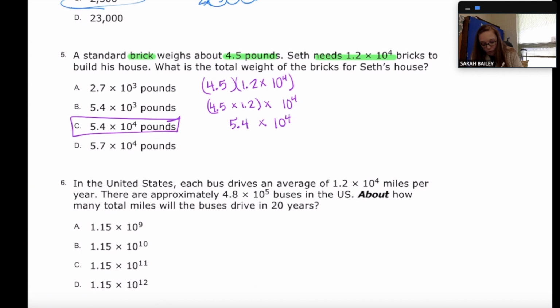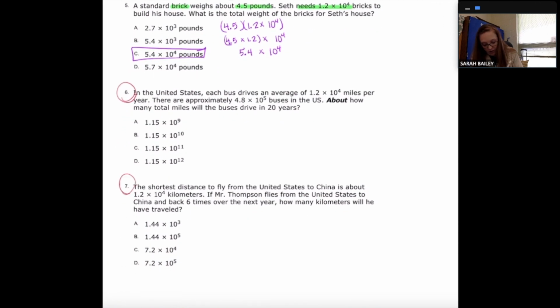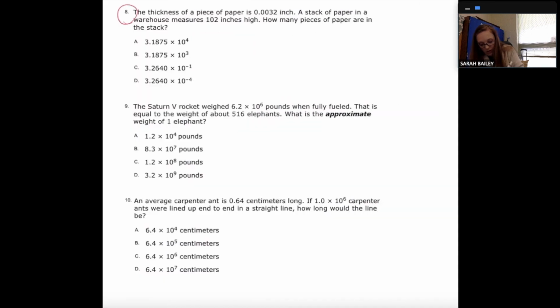Okay, so now it's going to be your turn. So now I want you to complete problems 6 and 7, 8, 9, and 10. So basically the rest of the sheet. So pause the video and complete the rest of this sheet. Good luck.